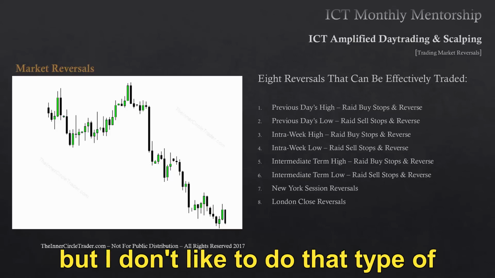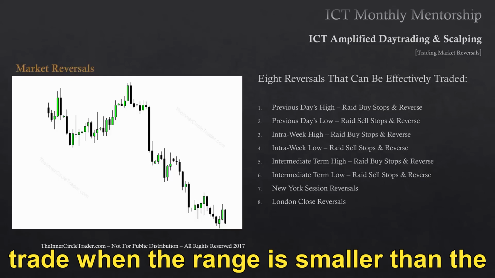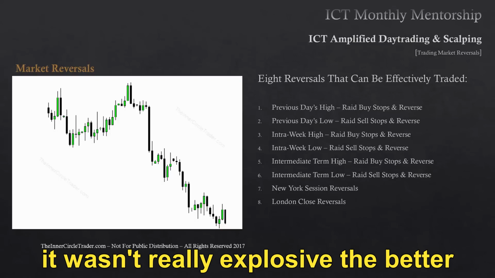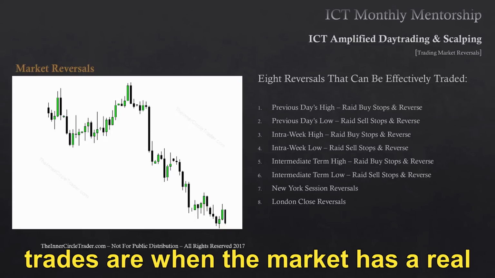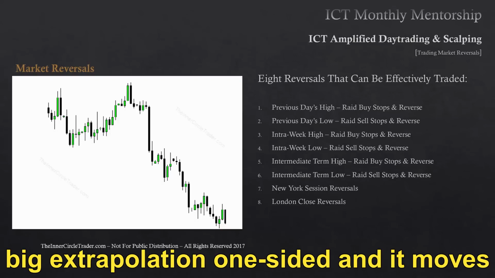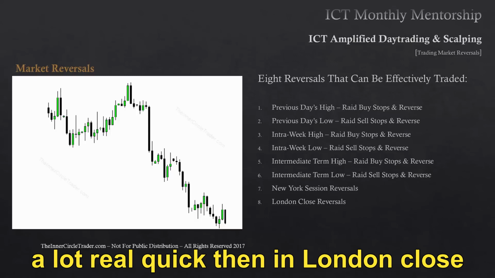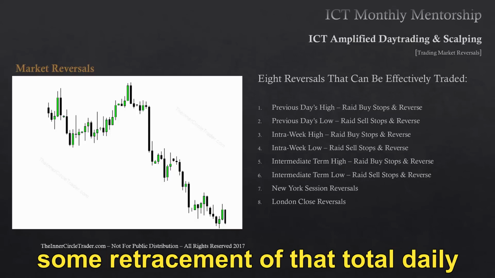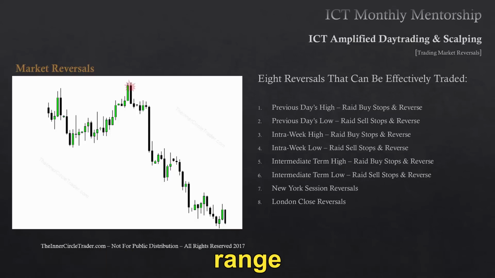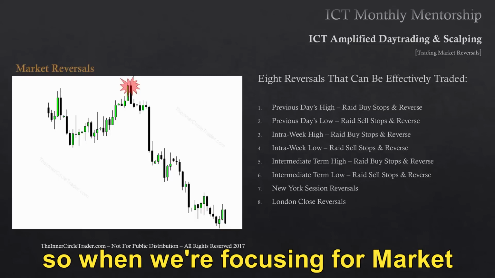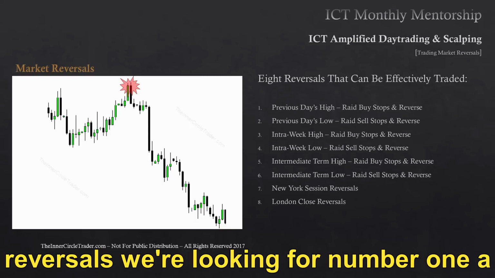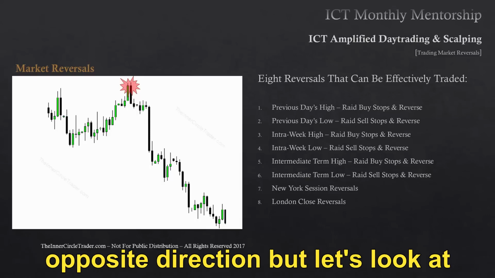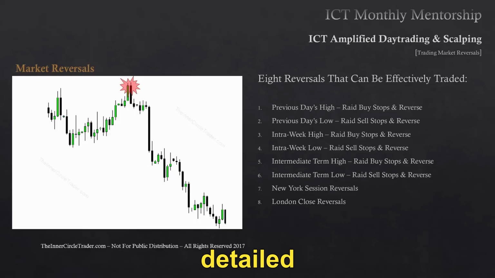But I don't like to do that type of trade when the range is smaller than the last 5 days average daily range, or if it wasn't really explosive. The better trades are when the market has a real big one-sided extrapolation and it moves a lot real quick. Then at London close, you generally get a lot of profit taking on an intraday basis, and you can see some retracement of that total daily range. So when we're looking for market reversals, we're looking for, number one, a clear indication that it wants to go the opposite direction. But let's look at each one of these in a little more detail.